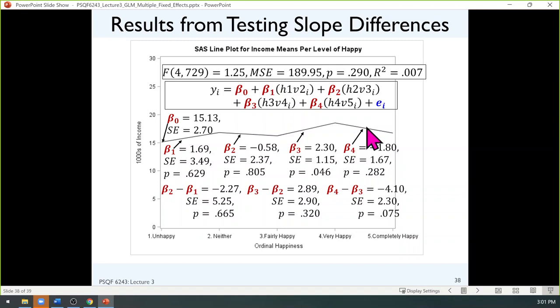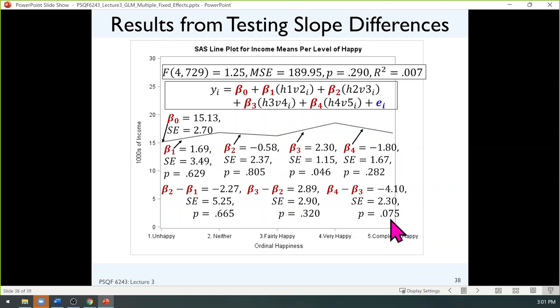So then the question we set out to answer: can we just draw a line through this and call it good? Can we treat this ordinal variable as interval? The answer to that question boils down to whether the transitions here are the same. So that's the linear combination results that I have at the bottom here. How different is the beta 2 slope than the beta 1 slope? Not different. How different are these two? Not different.